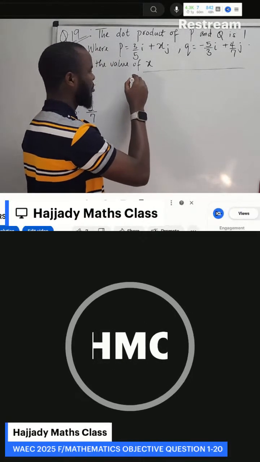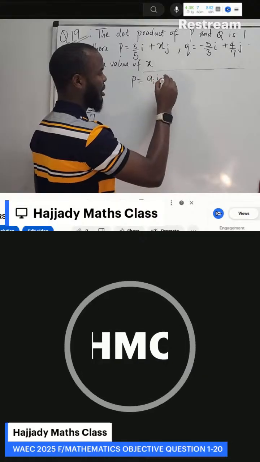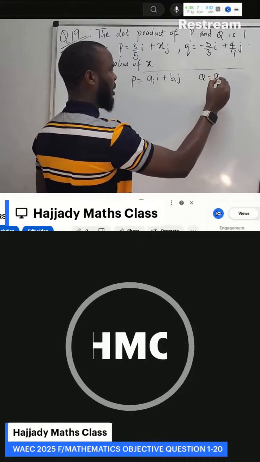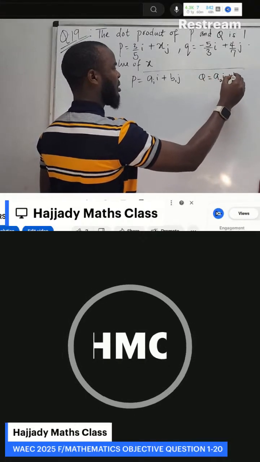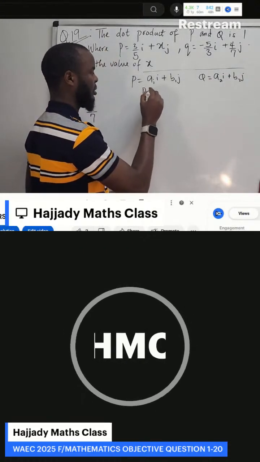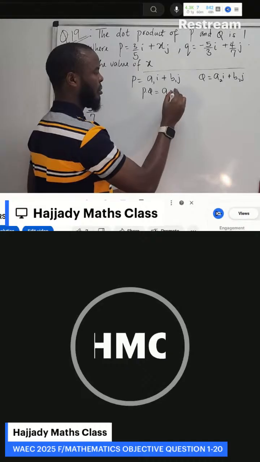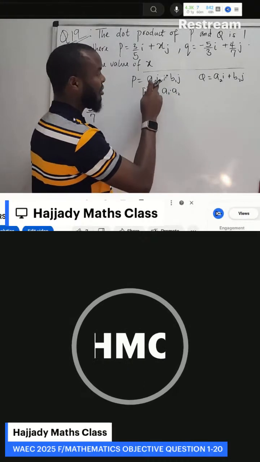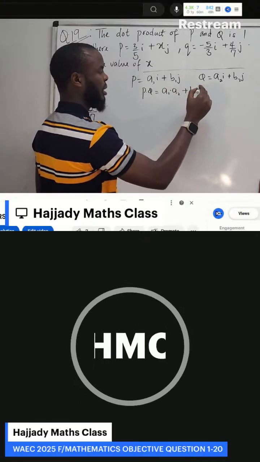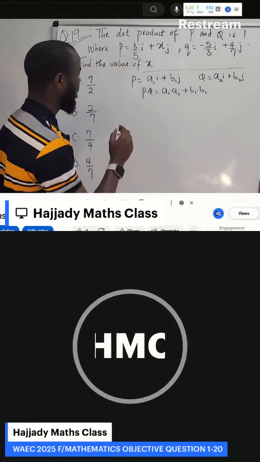You see, when we have an example of this, P equals to A1i plus B1j. And we have Q to be A2i plus B2j. If you want to find the dot product of these two terms, just multiply A1 by A2, because they are both having the same thing. So multiply the coefficients, here B1 multiplied by B2. So you multiply the corresponding coefficients together. That's it. Now let's use the same approach.